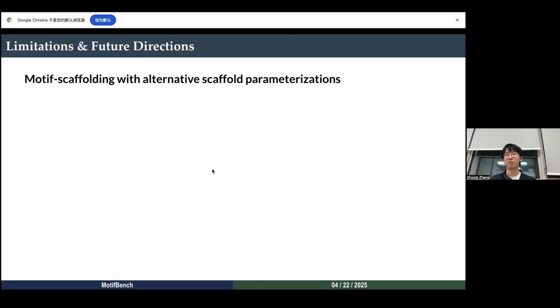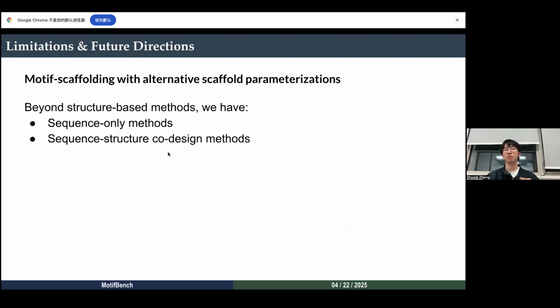And thus, is MotifBench the ultimate answer to the evaluation of motif scaffolding? We certainly have many limitations and also some directions to be worked on in the future. The first one is motif scaffolding with alternative scaffold parameterizations. Beyond the structure-based methods, we have sequence-only methods, such as EvoDiff, and also sequence-structure co-design methods, such as ProteinGenerator.